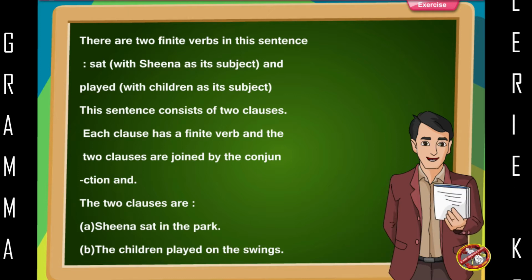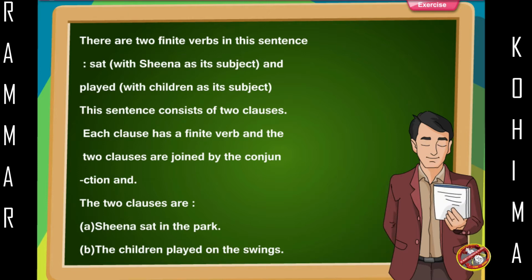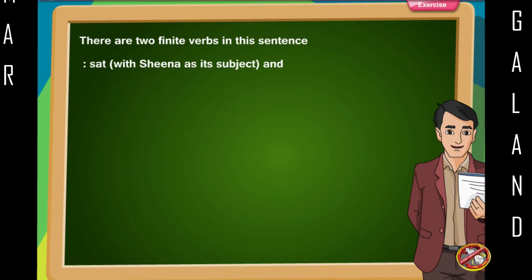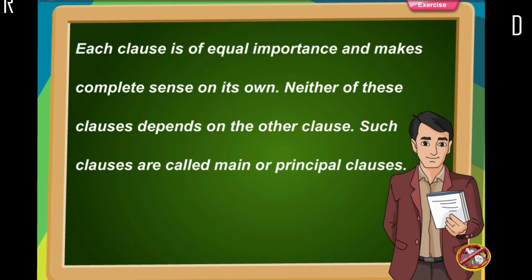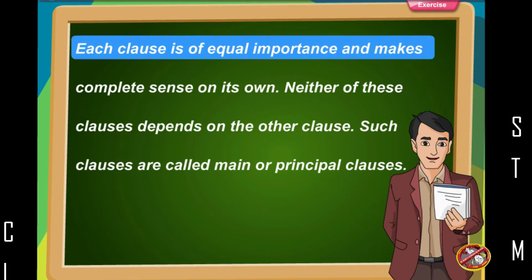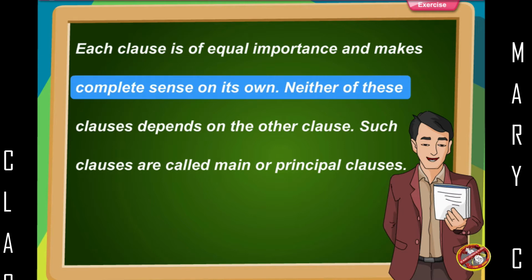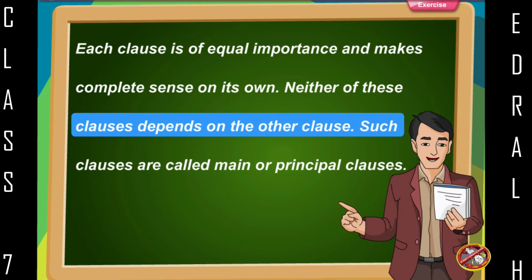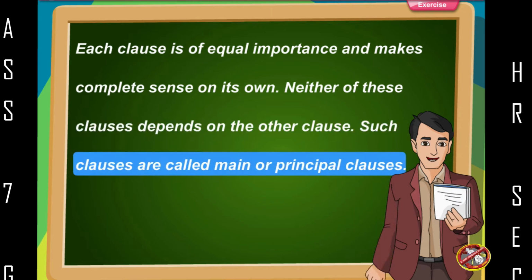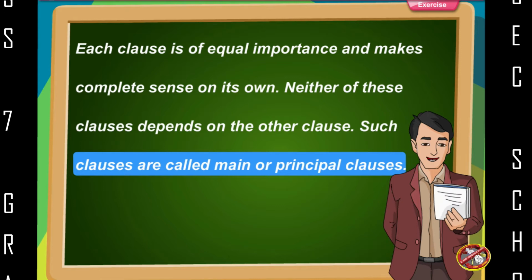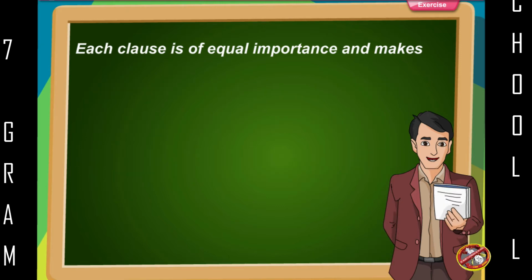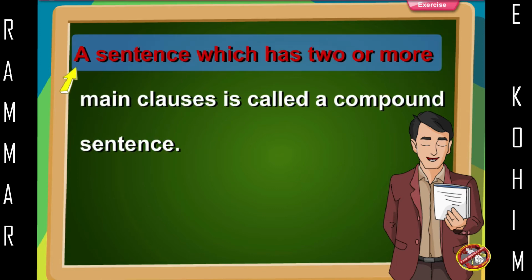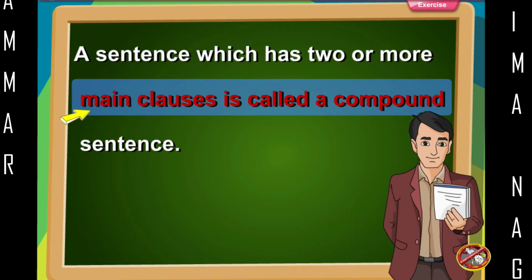The 2 clauses are: Sheena sat in the park. The children played on the swings. Each clause is of equal importance and makes complete sense on its own. Neither of these clauses depends on the other clause. Such clauses are called main or principal clauses. A sentence which has 2 or more main clauses is called a compound sentence.